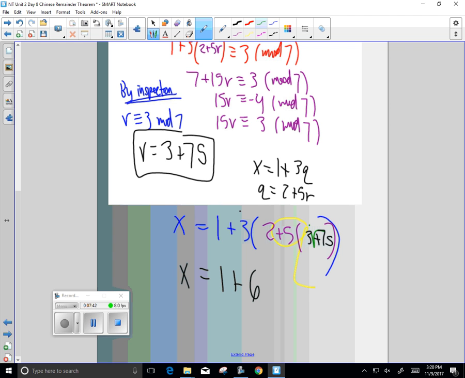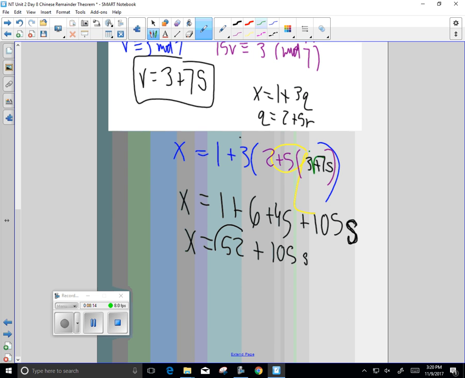So when we put this together, you're going to get X is equal to 1 plus 3 times 2 is 6. 3 times 5 times 3 is 45. 3 times 5 times 7, or 35 times 3, is 105S. And when I put these together, you're going to get 52 plus 105 times the letter S.